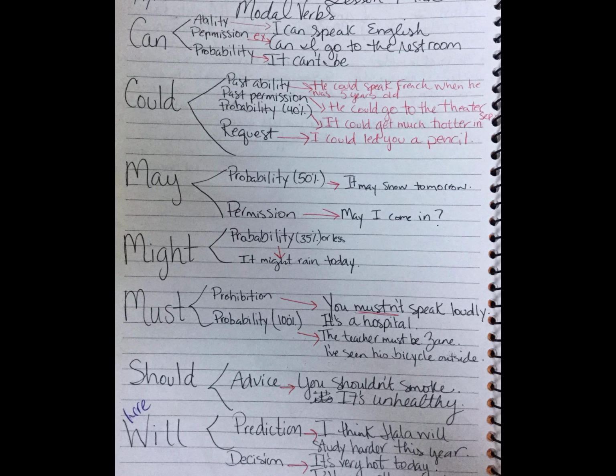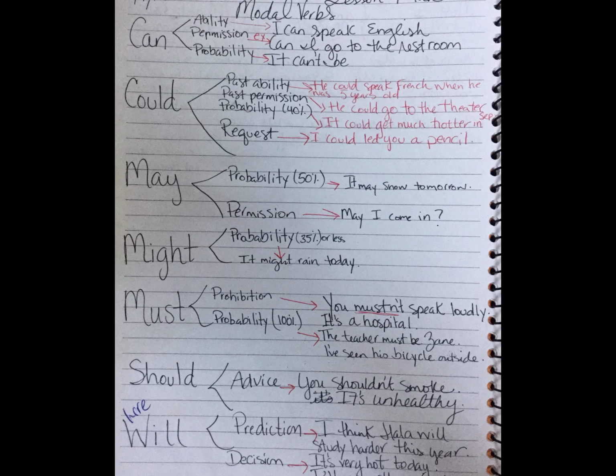You shouldn't eat junk food. So, advice. Will, we use it for predictions and decisions. Prediction, meaning guessing. I think Hala will study harder this year. And decision: it's very hot today. I'll go swimming. You know, so you're making a decision. I will go swimming. It's very hot today.